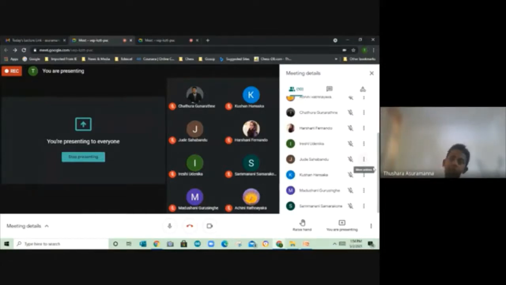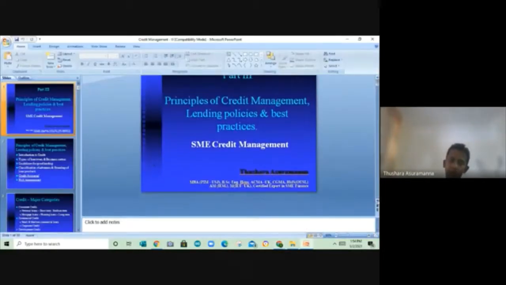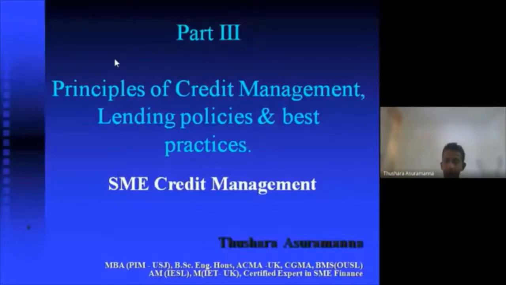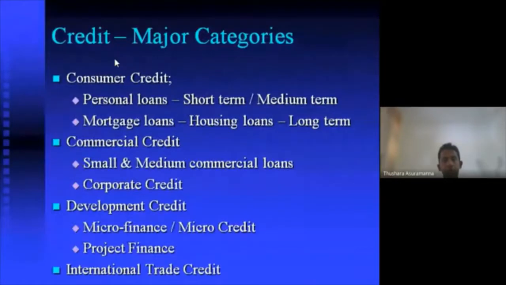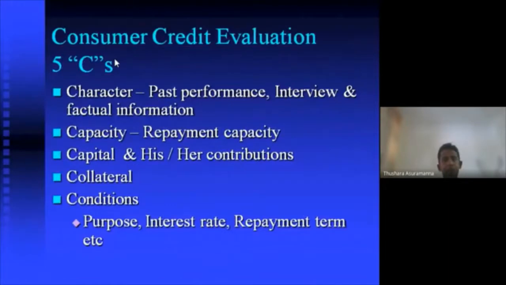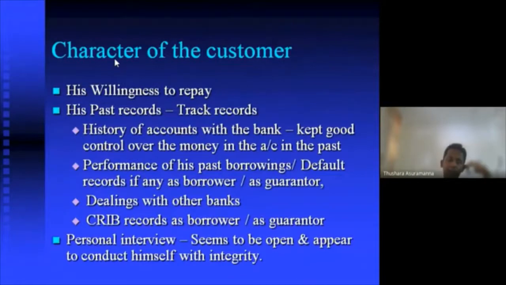Okay. Then we move to today's session. Actually, we started last week about credit appraisal. We discussed what is consumer credit, commercial development, and international trade credit. Then consumer credit evaluation, or the retail individual credit evaluation. The method that we are planning to discuss is the 5 C's: character, capacity, capital, collateral, and condition. So we started the discussion with respect to character.